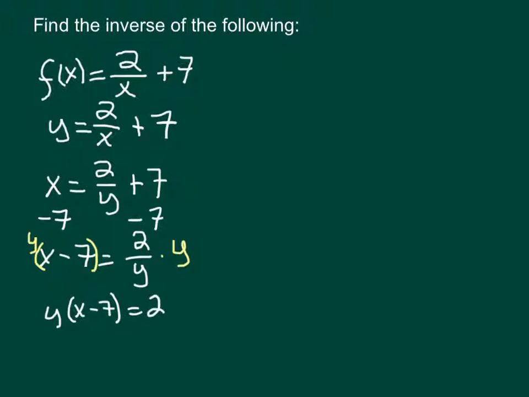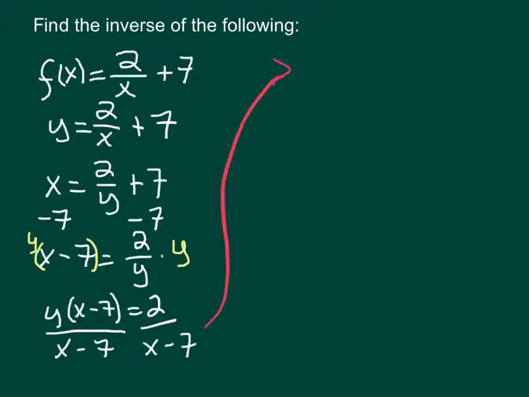Now I'm really close because I have my y right here. It's just not all by itself, so I've got to get rid of this x minus 7. I don't distribute it only because it's going to make it a lot easier in this step. So now I'm going to divide both sides by x minus 7. Now I'm going to bring this one up here and rewrite it. My x minus 7 is going to cross off on top and bottom. It's going to leave me y.